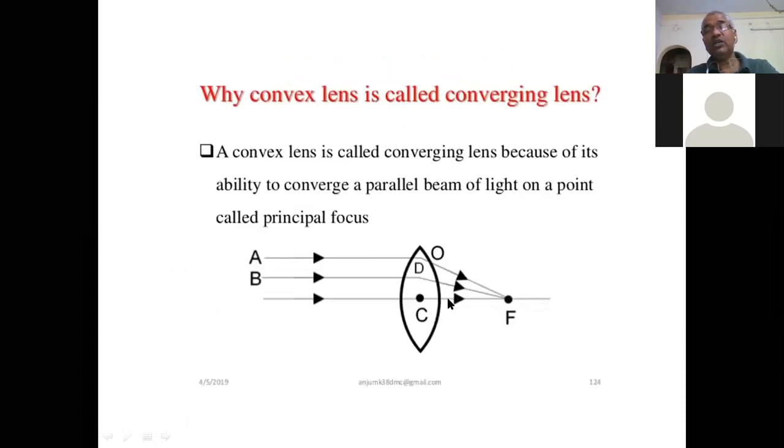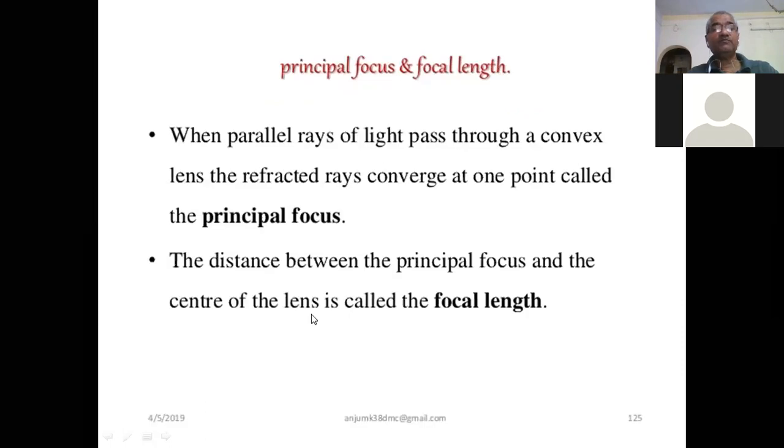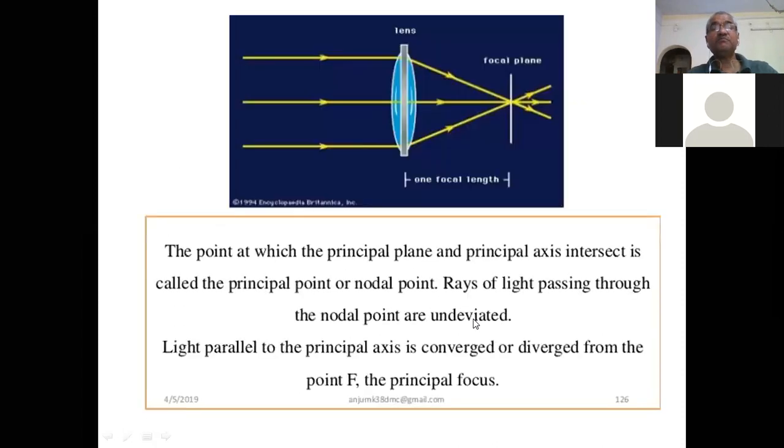And the distance between the principal focus and the center of the lens is called the focal length. Now in this diagram, C is the center of the lens and F is the focus. So this distance CF is called the focal length of the lens. So the distance between the principal focus and the center of the lens is called the focal length.